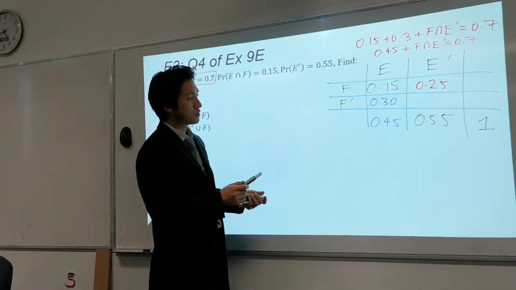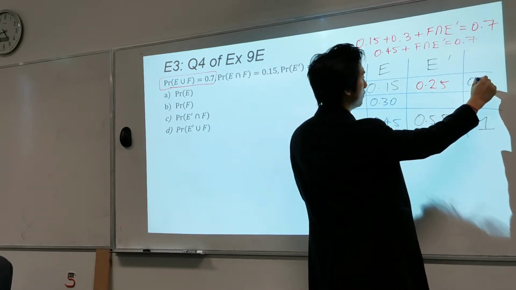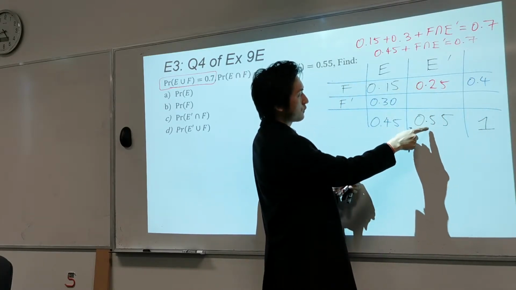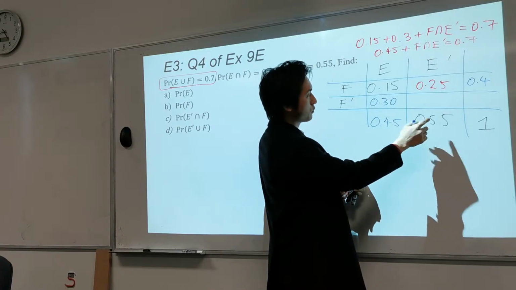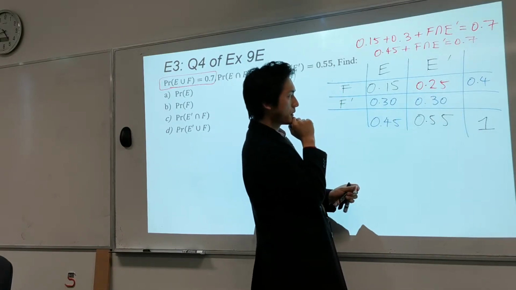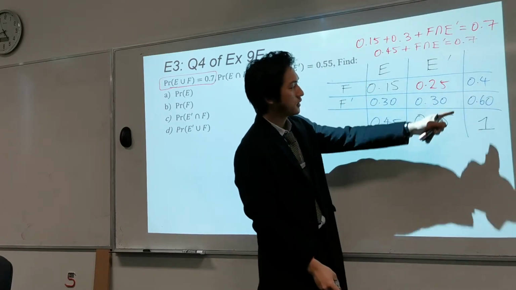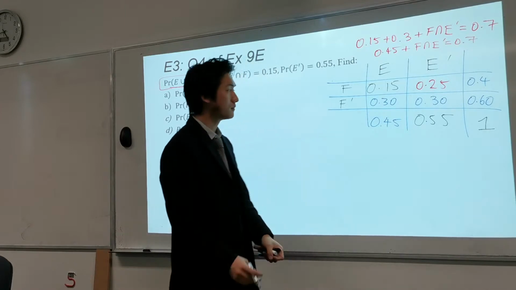The remainder is going to be, so let's add across, 0.4. Let's find the difference between 0.25 and 0.55, that'll be 0.3. Add across 0.60, and we can check our answer. The final column does add up to 1.